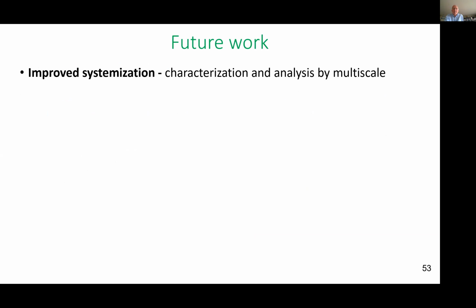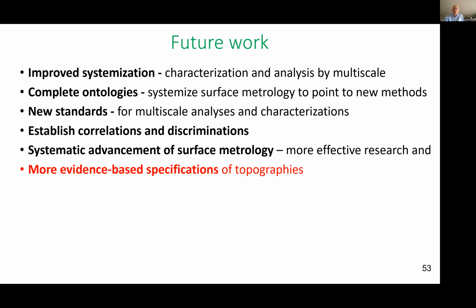Future work: we need to do more standardization and systematization with this. These kinds of ontologies, with the map that we looked at, like a periodic table, we need to do more standardization. There's lots of correlations and discriminations, important ones that we should be looking for. And so we need to do more systematic advancement, more effective research.